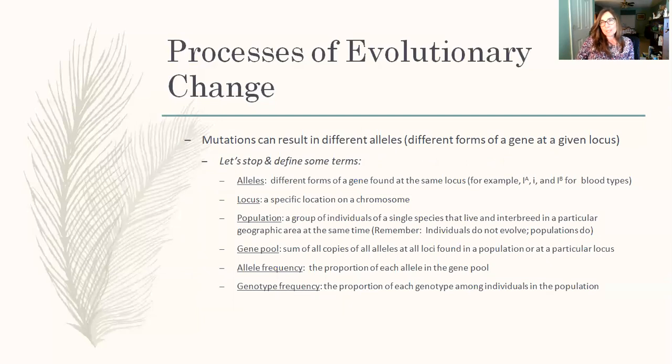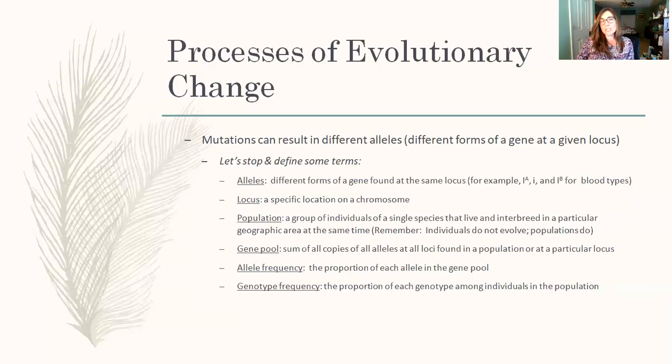So we need to just stop and define a few terms here, because we're going to be throwing them around a little, and most of these we've talked about in the past with genetics, but just to remind you. Remember, as I just said, alleles are different forms of a gene that are found at the same locus. For example, if you're talking about blood types, there are 3 different possible alleles: A, B, and O. A locus is a specific location on the chromosome.